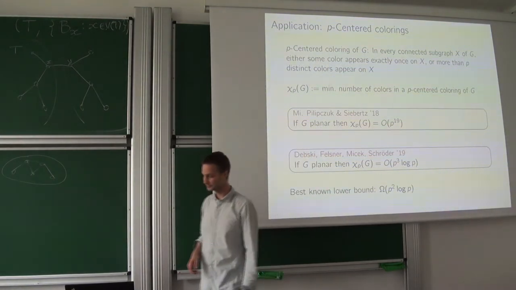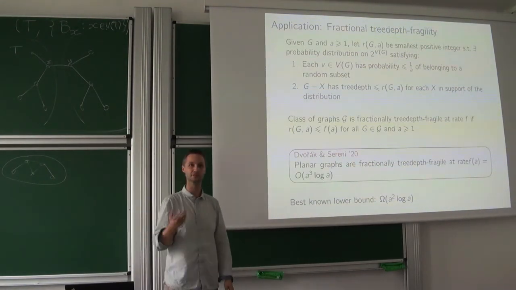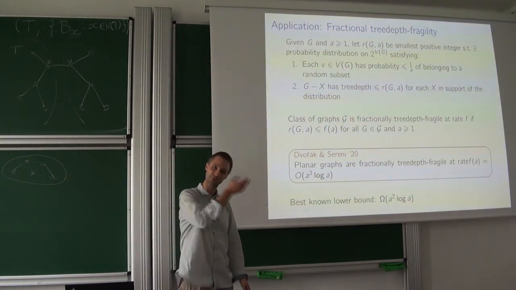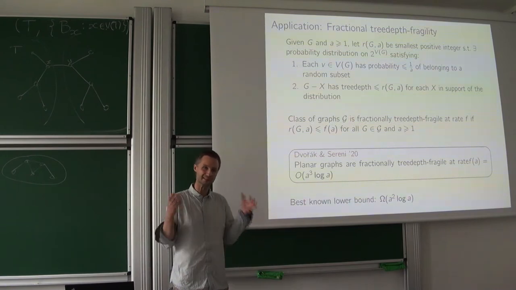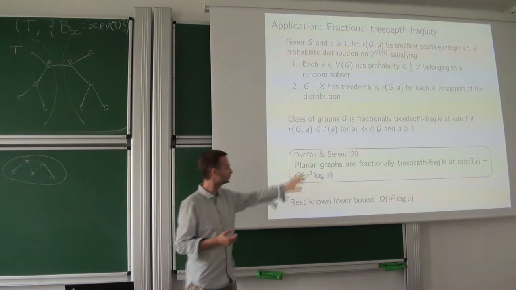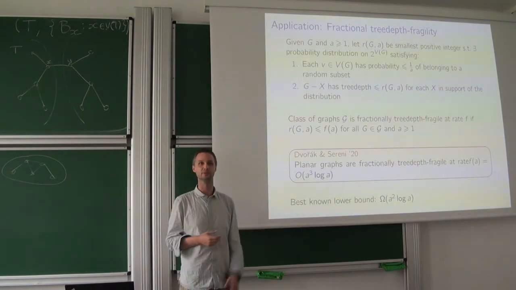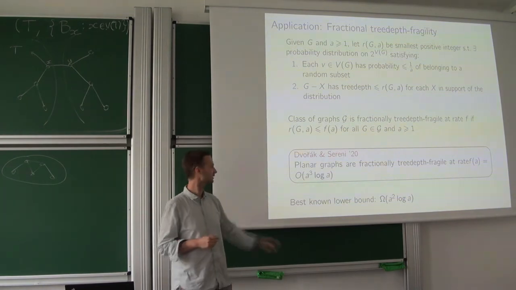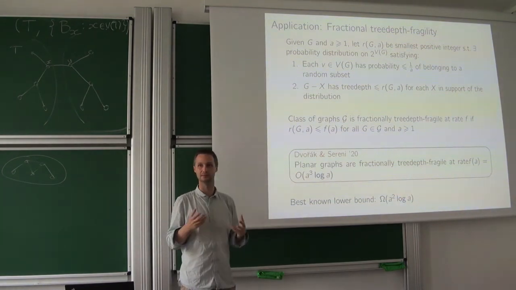And this is not a surprise, because again, this is a relaxation of tree depth. It's different from p-centered chromatic numbers. It's also different from recoloring numbers. But still, there are many common properties between these invariants. And how do they prove this? They use tripod decomposition. They run the tripod decomposition for this parameter, and then they get that.